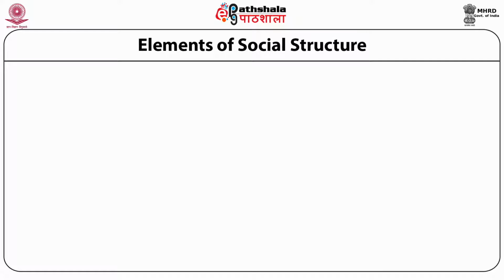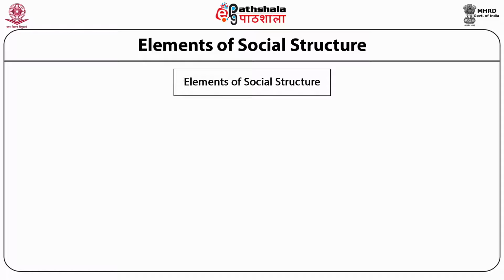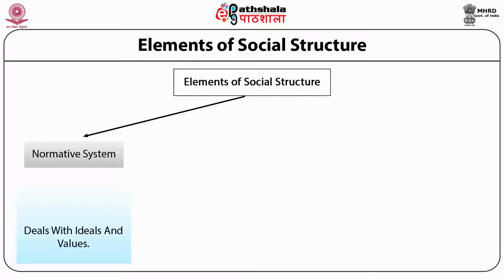So when we talk of what constitutes a social structure, there are different aspects we have to understand. One is the normative system, which deals with the ideals and values.